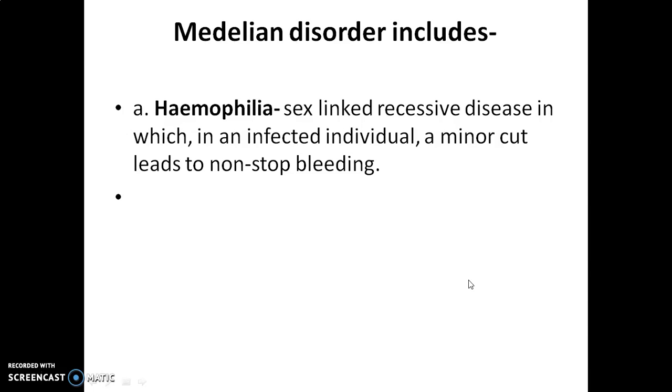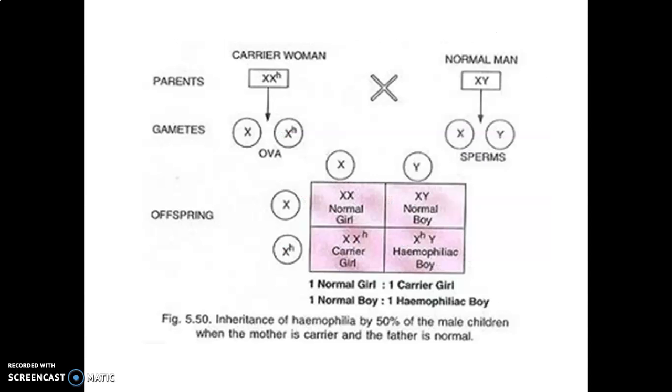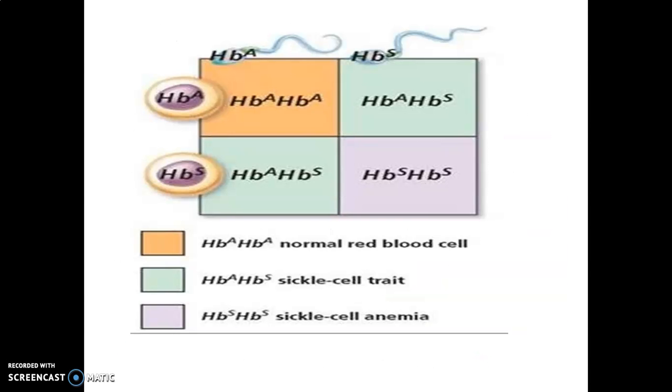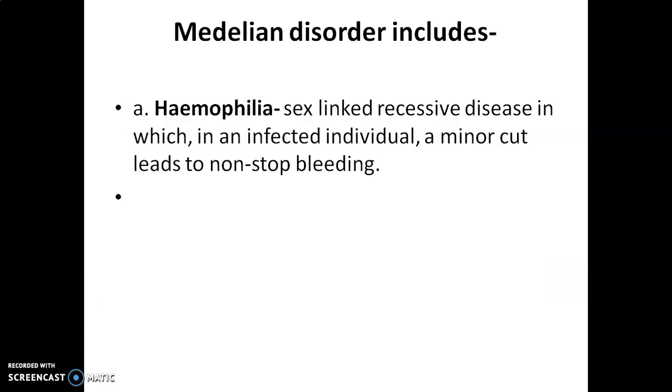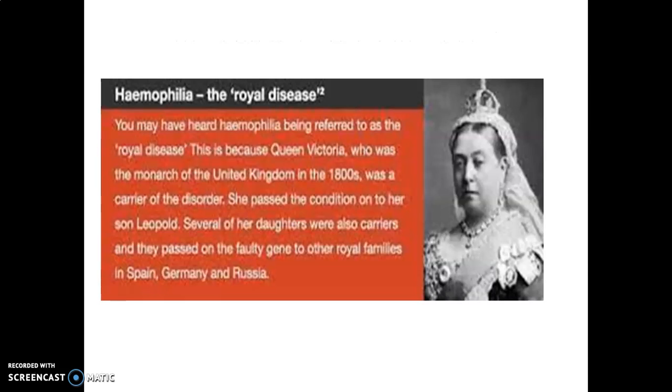Now let's discuss three diseases. That means three Mendelian disorders. We will discuss hemophilia, sickle cell anemia, and phenylketonuria. First of all, we can discuss hemophilia. What is that? It is a sex-linked recessive disease in which, in an infected individual, a minor cut leads to non-stop bleeding.